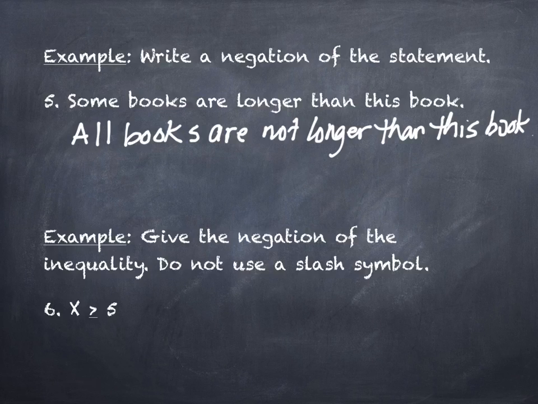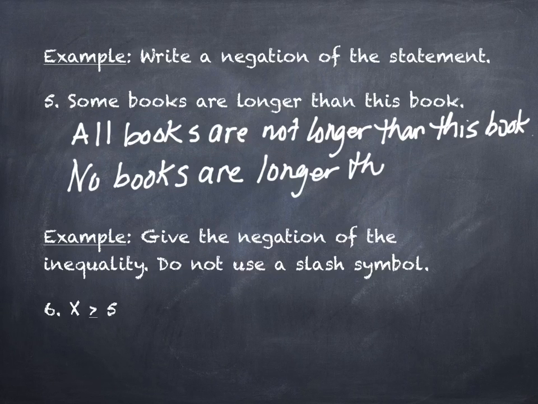So this one sounds a little awkward to me, right? All books are not longer. It just sounds awkward to say not longer. It's a little strange. The other one actually sounds a little bit more correct on how we speak. So instead of changing it to some books, we're going to change it to no books. We're not going to say none books because that's not English. It's not correct English. Okay, so no books. No books what? Do we say no books are longer than this book or no books are not longer than this book? What's the opposite of what this says? No books are longer than this book.